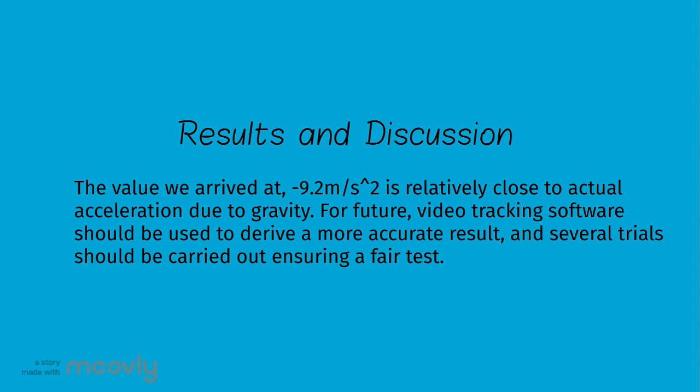To improve the experiment, a video tracking software program should be used to derive a more precise value of the acceleration due to gravity, instead of manually attempting to take recordings. This manual process is most likely what led to the inconsistency with the real value. The range in the change of velocity should also be increased by dropping the object from a higher vertical distance. To ensure the experiment is a fair test, several trials of the ball drop should be carried out.